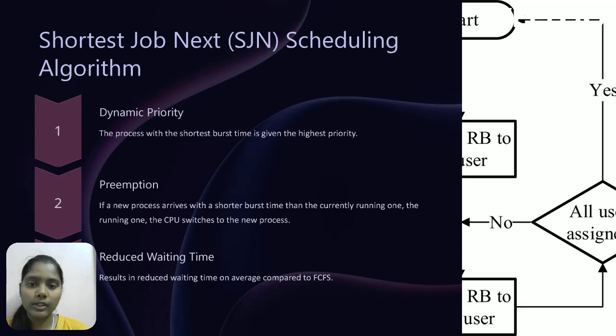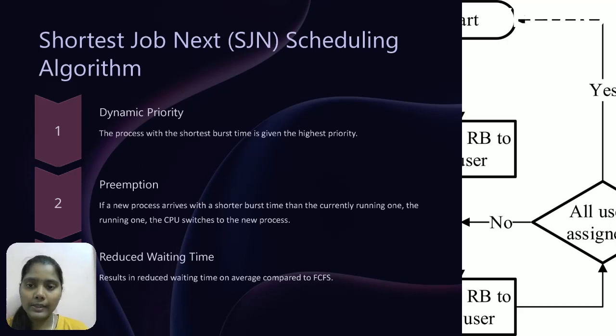Here is the shortest job next scheduling algorithm. There are three types. The first one is dynamic priority, the second one is preemption, and the third one is reduced waiting time. In dynamic priority, the process with the shortest burst time is given the highest priority. In preemption, if a new process arrives with a shorter burst time than the current running one, the CPU switches to the new process. Reducing waiting time results in lower waiting time on average compared to FCFS.